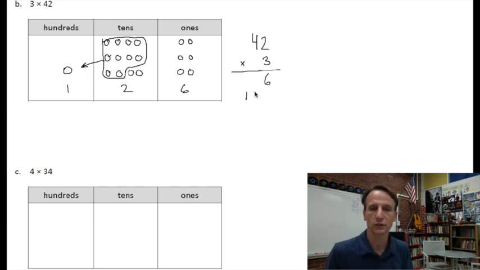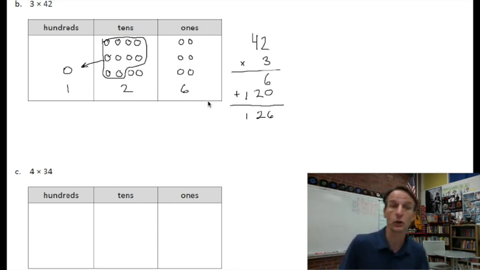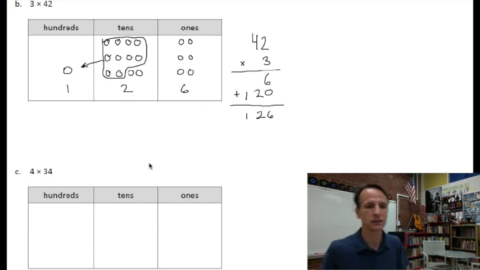So 120. And notice I am lining up place values here because I know I have to add these partial products. And indeed I get pretty easy addition there, right? 126 matches what I got doing it with place value. Boom it up. Let's go on to letter C.